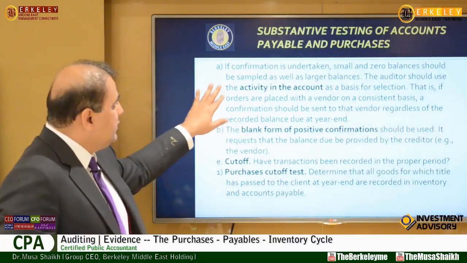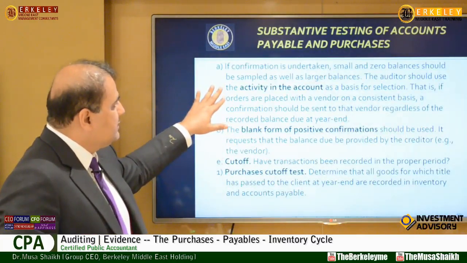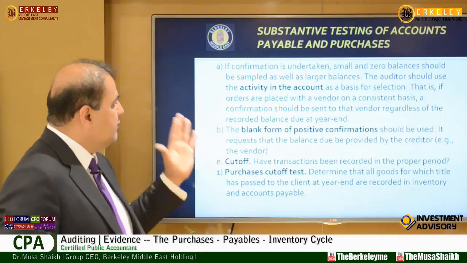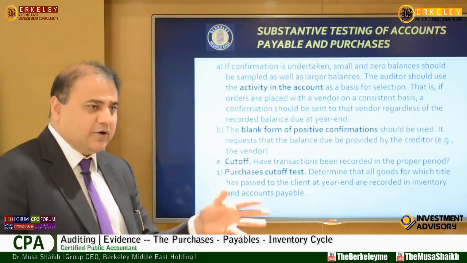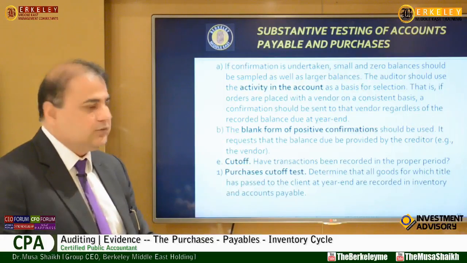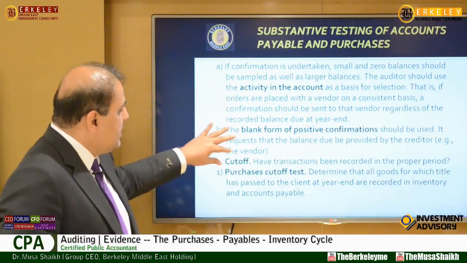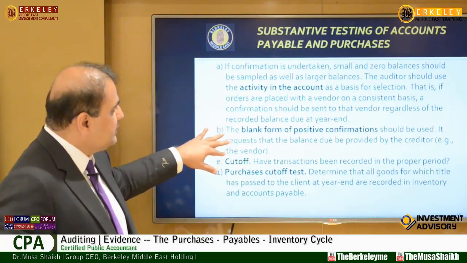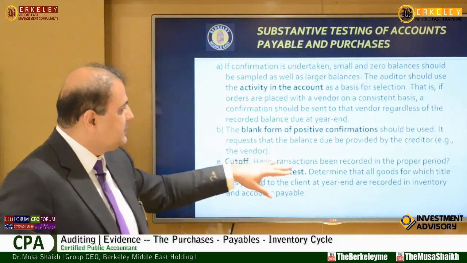Then you will see the auditor should use the activity in the account as a basis for selection. So you will see what the activity is: abnormal, normal, too much, too low. This is also important: a blank form of positive confirmation should be used. It requests the balance due.